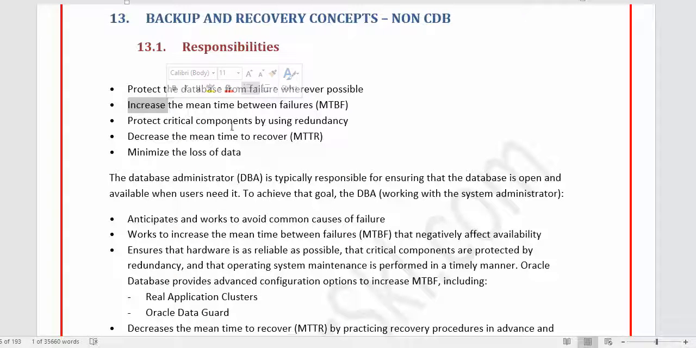So that is the reason one of the responsibilities of the DBA is to increase the mean time between the failures, and then protect the critical components by using redundancy. This is what I said.